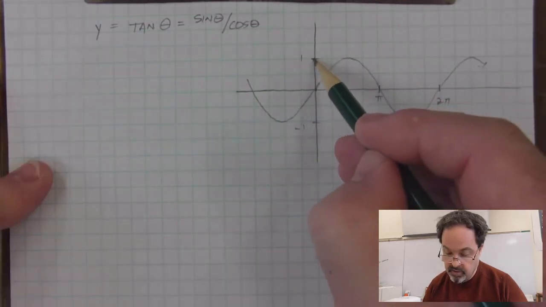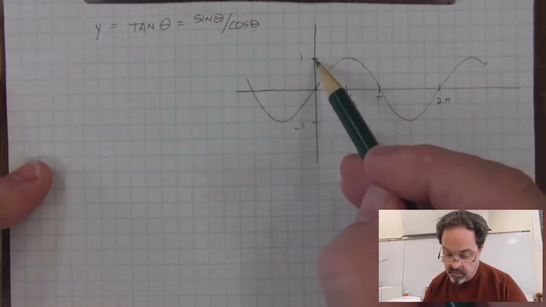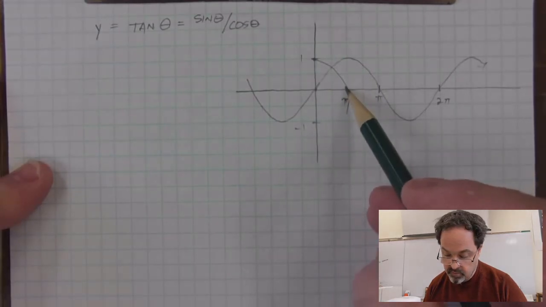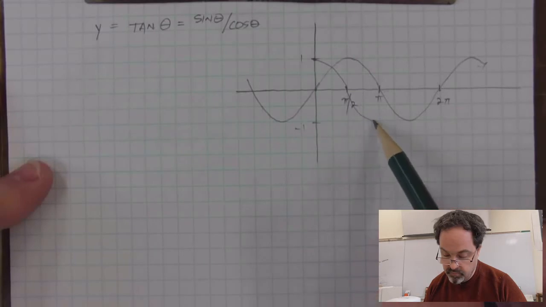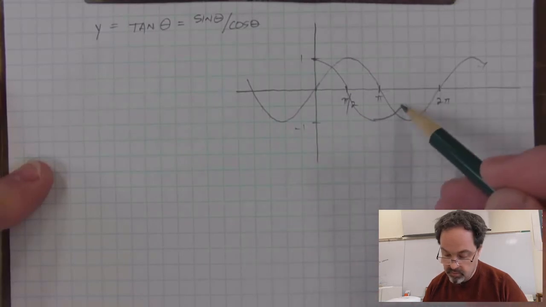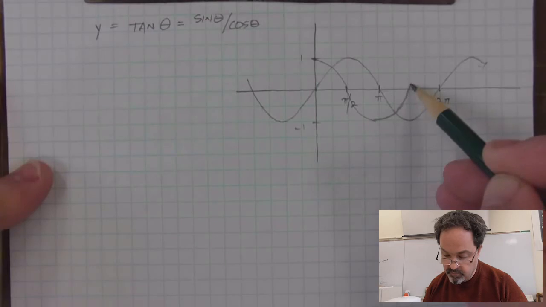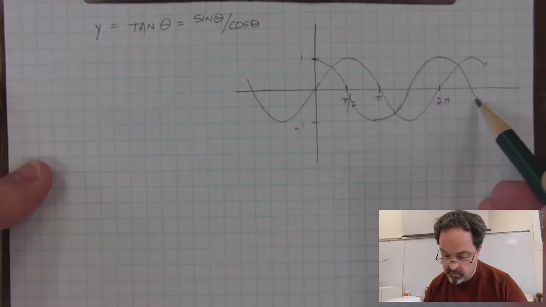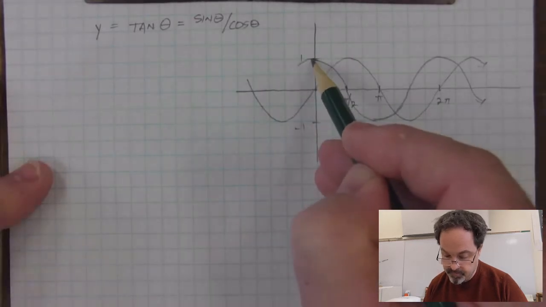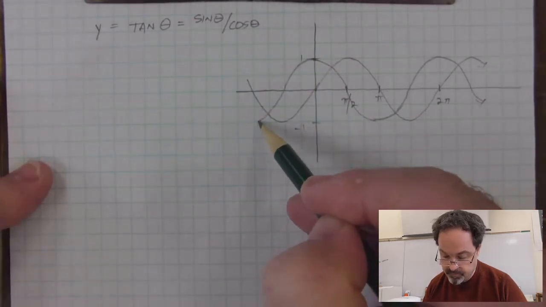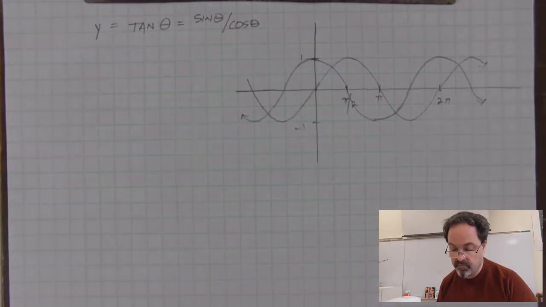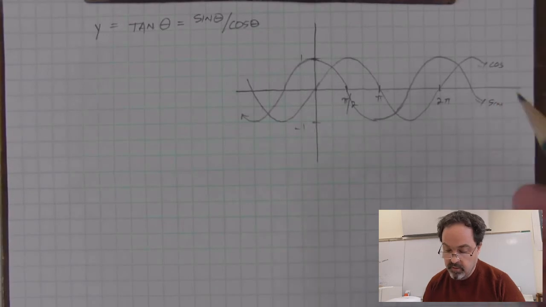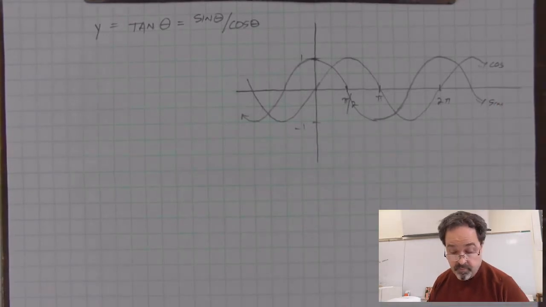Cosine starts at its maximum 1. It has a period of 2 pi. It intersects the horizontal axis at pi over 2, a minimum at pi, another horizontal intersection at 3 pi over 2, and completes a period and keeps going. So here we have sine and cosine. So where do we get to tangent from that?